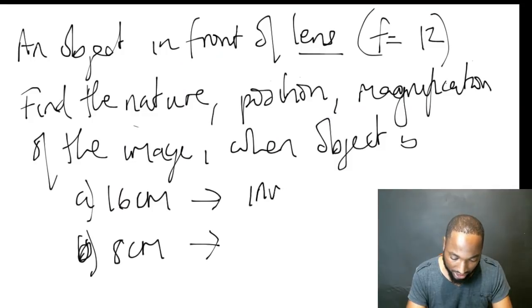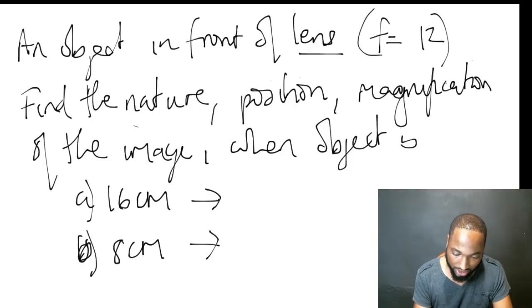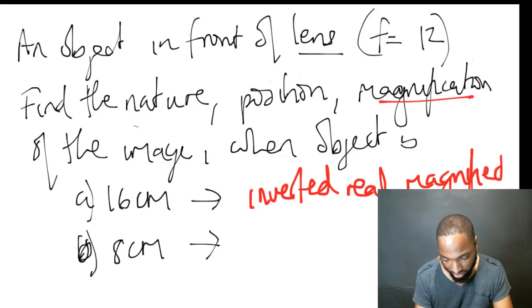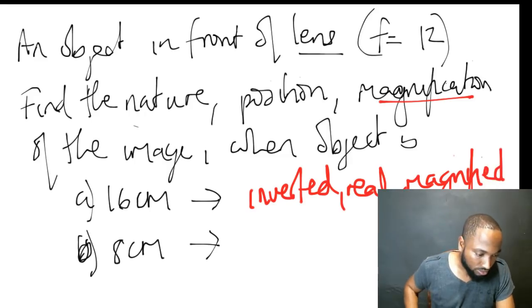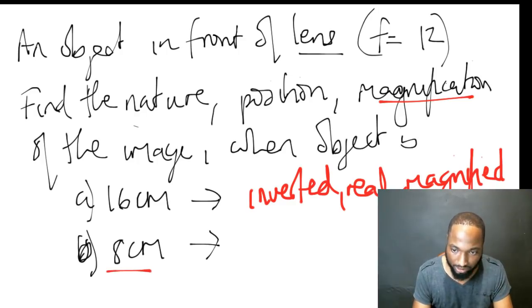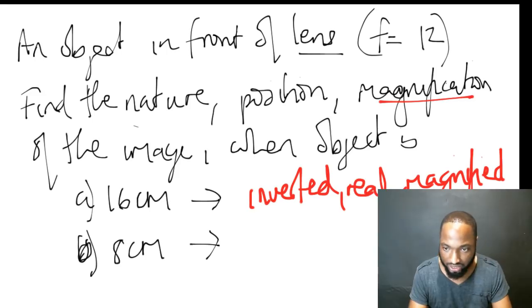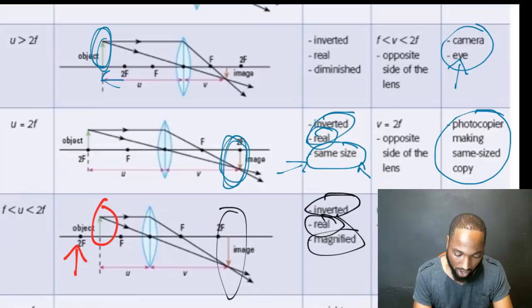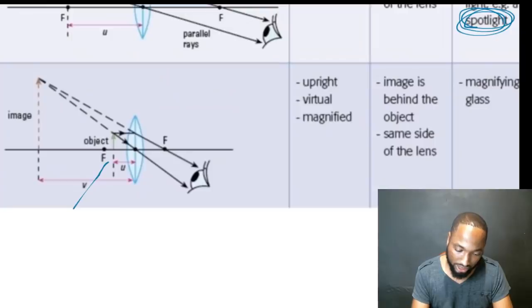So this image is inverted, but they also want the magnification of the image. Inverted, real, and magnified. And this one, the 8 centimeters, everybody understanding so far? So in the 16 centimeters, you're using this to help you out. It's between 2F and F. So the image will be past 2F here. It's inverted, real and magnified. And when it's 8, that means it's in front of F. And what do we know about that? Virtual, right? Upright, virtual, magnified.